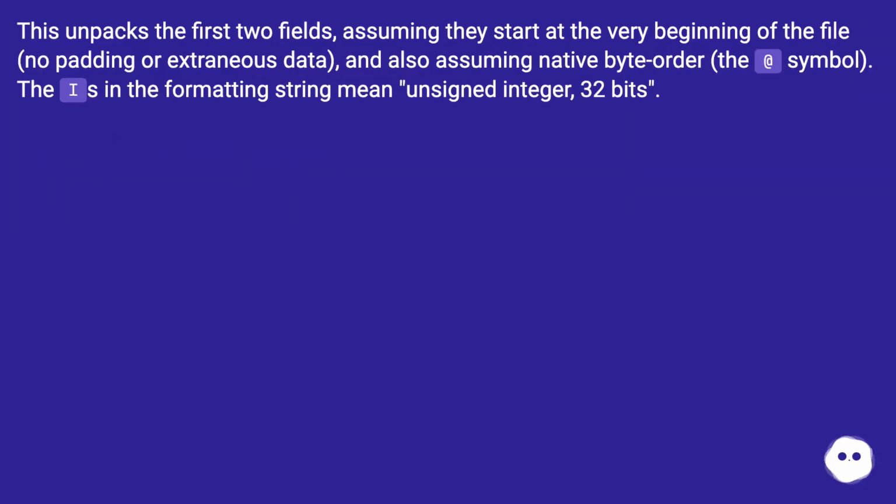This unpacks the first 2 fields, assuming they start at the very beginning of the file, no padding or extraneous data, and also assuming native byte order, the @ symbol. The i in the formatting string means a signed integer, 32 bits.